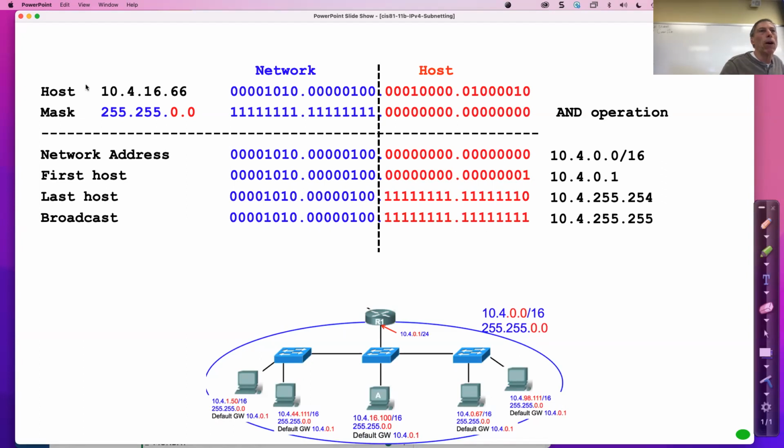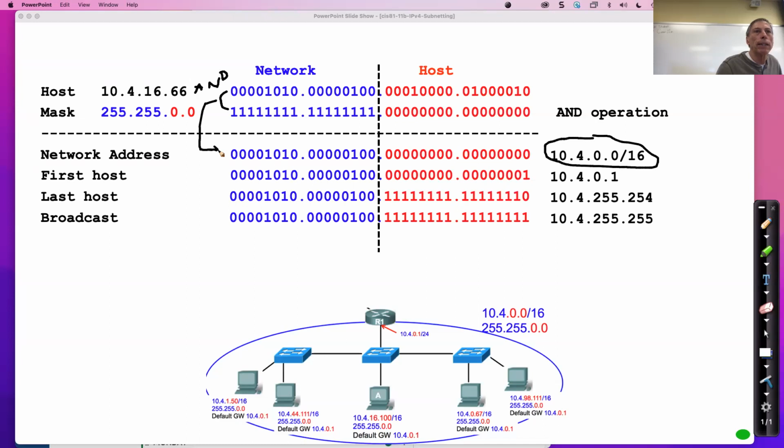This is how, when this host has this IPv4 address and this subnet mask, it knows it belongs to this network. It's by doing that bitwise AND operation. That bitwise AND operation gives us the network address. Again, the first host will be all zeros and a 1. The last host, all 1s and a 0. And the broadcast, all 1s.